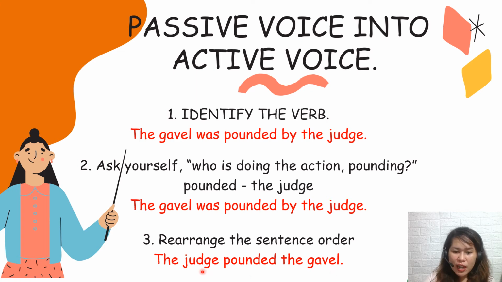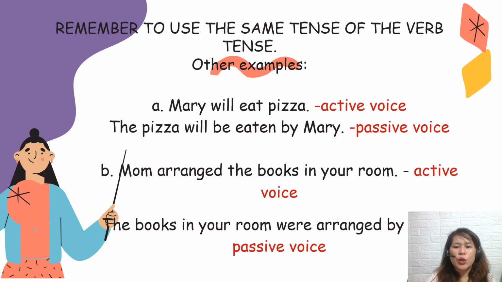Ang judge, ang doer ng action na pounded, at sino yung naka-receive ng pagpapound, di ba yung gavel? That's why this is an example, na-transform na natin siya, yung passive na gavel was pounded by the judge into active voice, the judge pounded the gavel. Okay, remember to use the same tense of the verb.